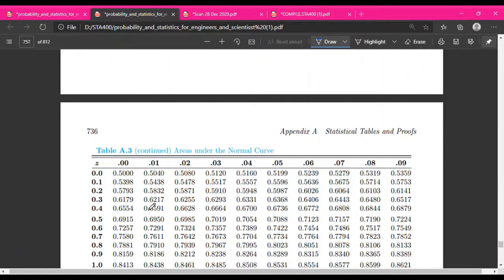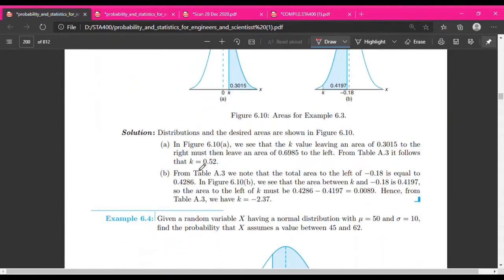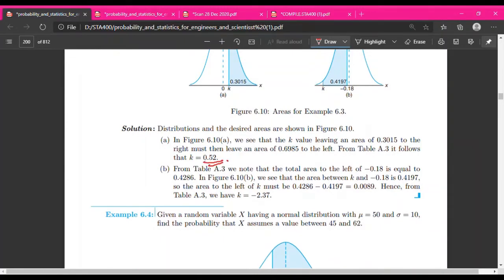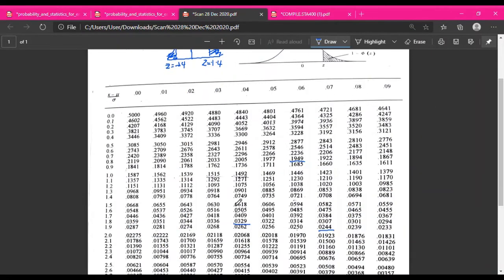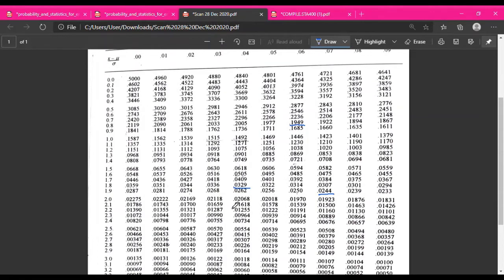So cari 0.6985 berada di dalam ni lah sebab dia ini adalah value probability kat dalam ni. 0.6985. Okay, jumpa sini. So the answer will be positive 0.52. Okay, K adalah positive 0.52. Kalau nak guna table more than, terus boleh cari 0.3015 sebab ianya berada di more than. Okay, so terus saja cari 0.3015 berada di mana. Okay, here, which is the answer is 0.52. Okay, the same answer.